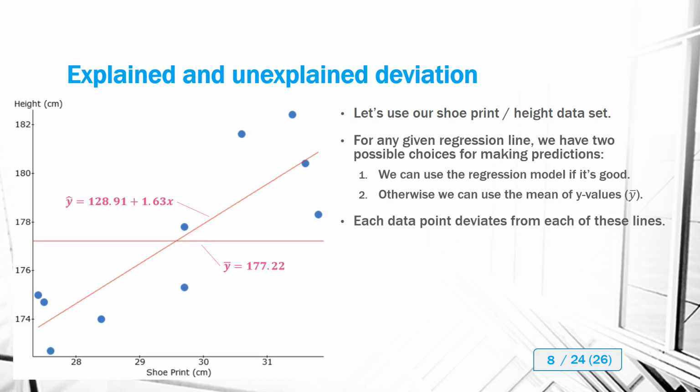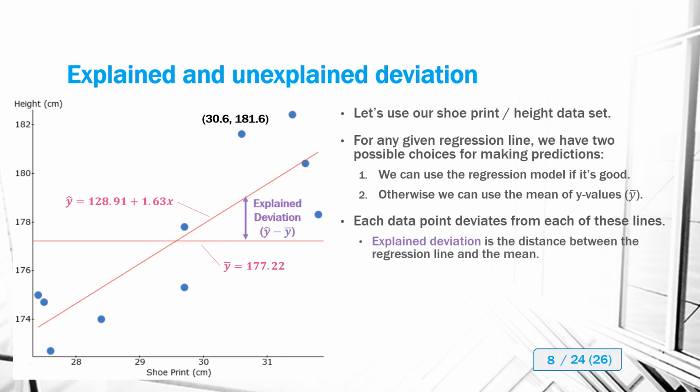Now, each of these individual data points has a different deviation from each of these lines. So, for example, let's look at this data point up here towards the top of the scatter plot: 30.6, 181.6. The X value, or the shoe print length, for this data point is 30.6 centimeters. The height for this data point, or the Y value, is 181.6. Explained deviation is then the difference between the regression line and the mean value line that corresponds with that individual data point.